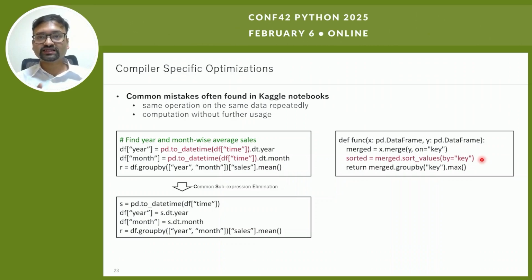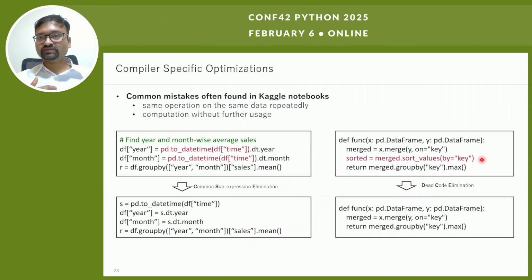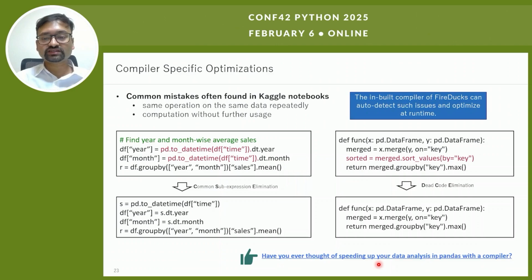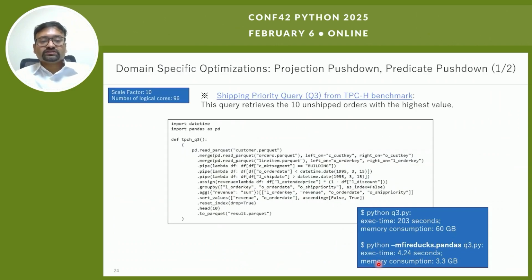When you use the Pandas eager execution model, it will be executed because you asked it to sort, right? But FireDucks can identify, okay, you asked me to do it, that is fine, I create an instruction, but you never used it, so I will not execute the instruction. I will eliminate that dead code out of my execution graph, right? So this kind of dead code elimination is possible when you switch to FireDucks from Pandas. If you want to explore more, you can definitely read the article that explores this kind of compiler specific optimization in detail.